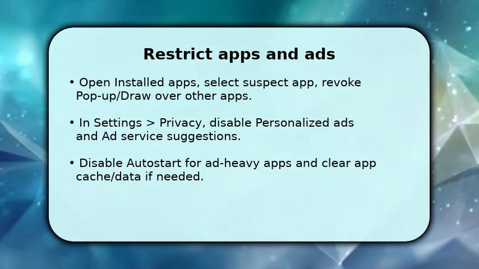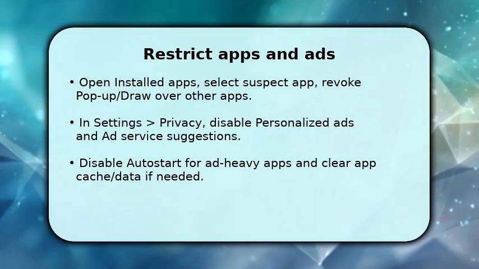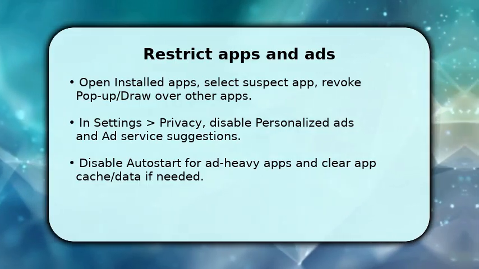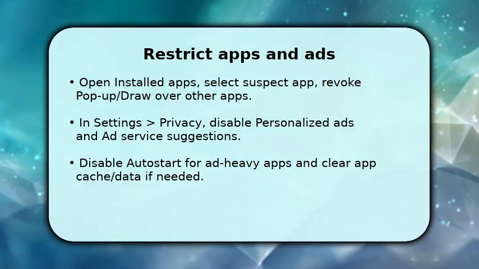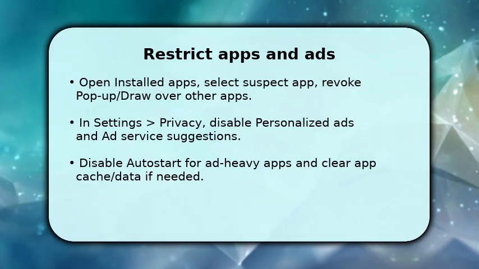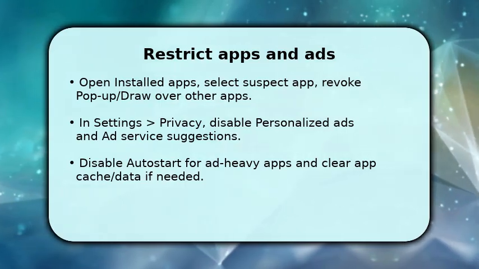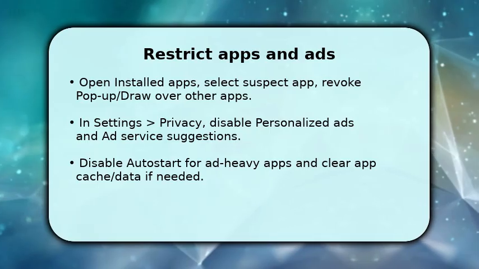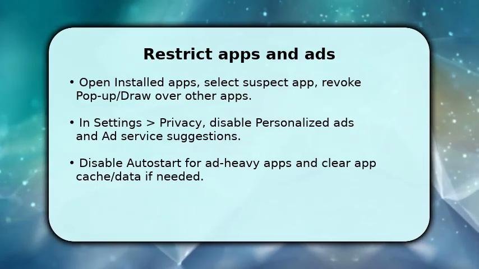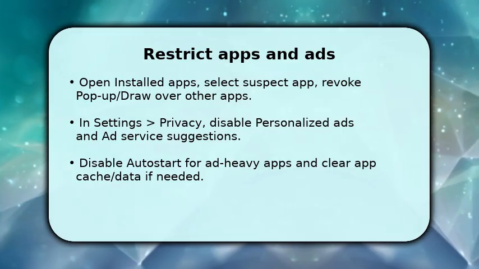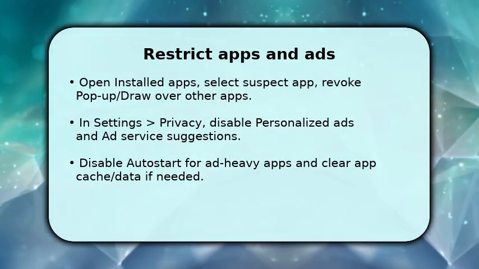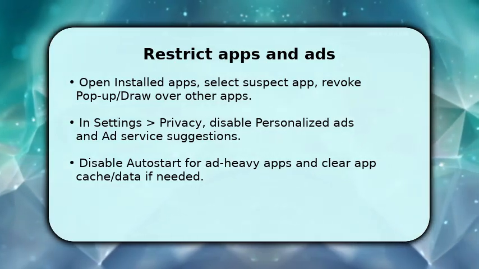Revoke permissions like draw over other apps or display pop-ups. Once done, return to Settings Privacy and turn off personalized ads and MIUI ad suggestions to reduce algorithmic promotions across system apps. Make sure to disable Auto Start for apps that repeatedly show ads and clear their cache or data if they persist. These steps stop apps from launching overlays and reduce targeted pushes, which collectively cuts the free.